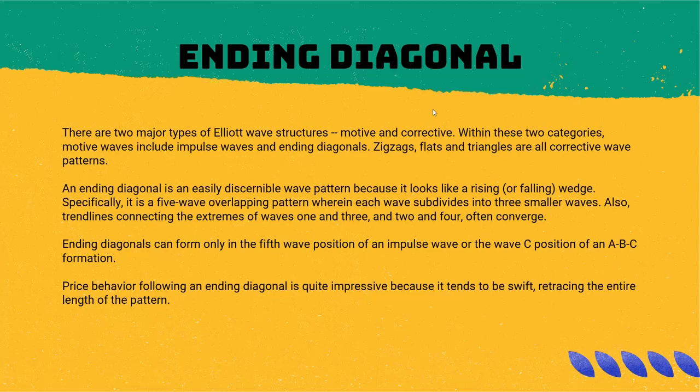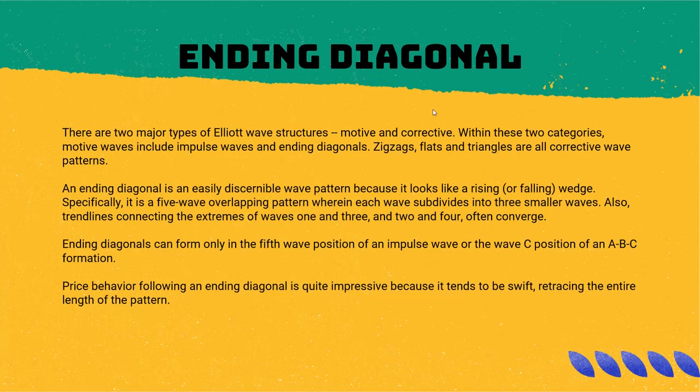So now let us see one important case: the ending diagonal. Basically there are two major types of Elliott wave structures, motive and corrective. Within these two categories, motive waves include impulsive waves and ending diagonals. Zigzags, flats and triangles are all corrective wave patterns and are not part of this video.